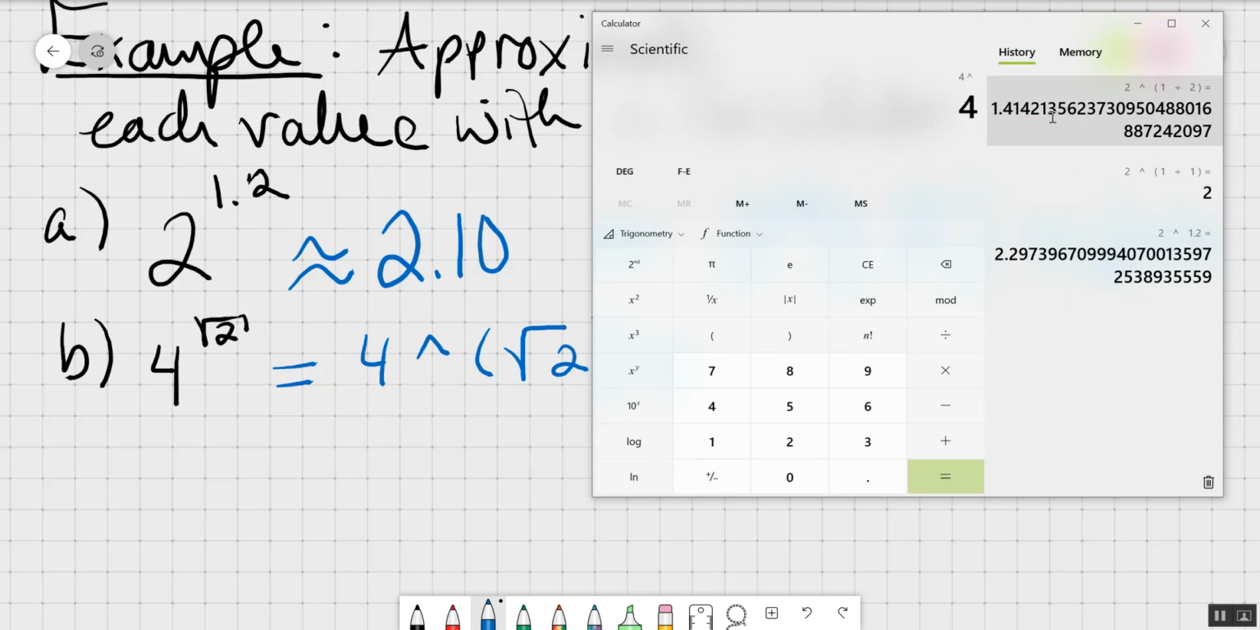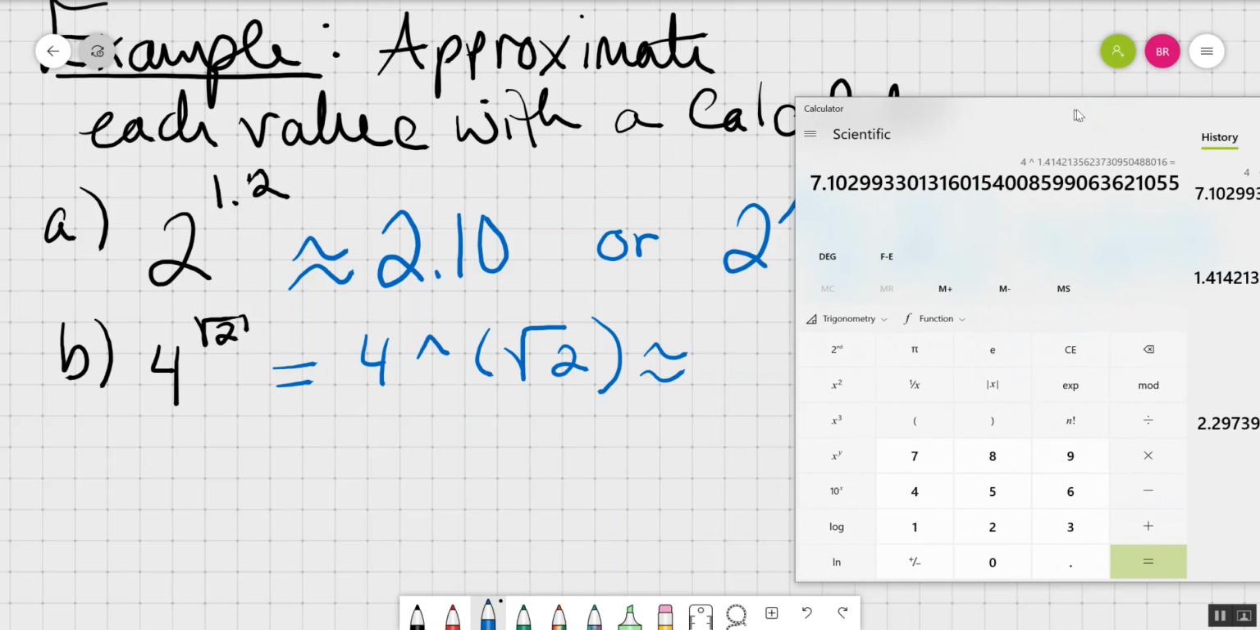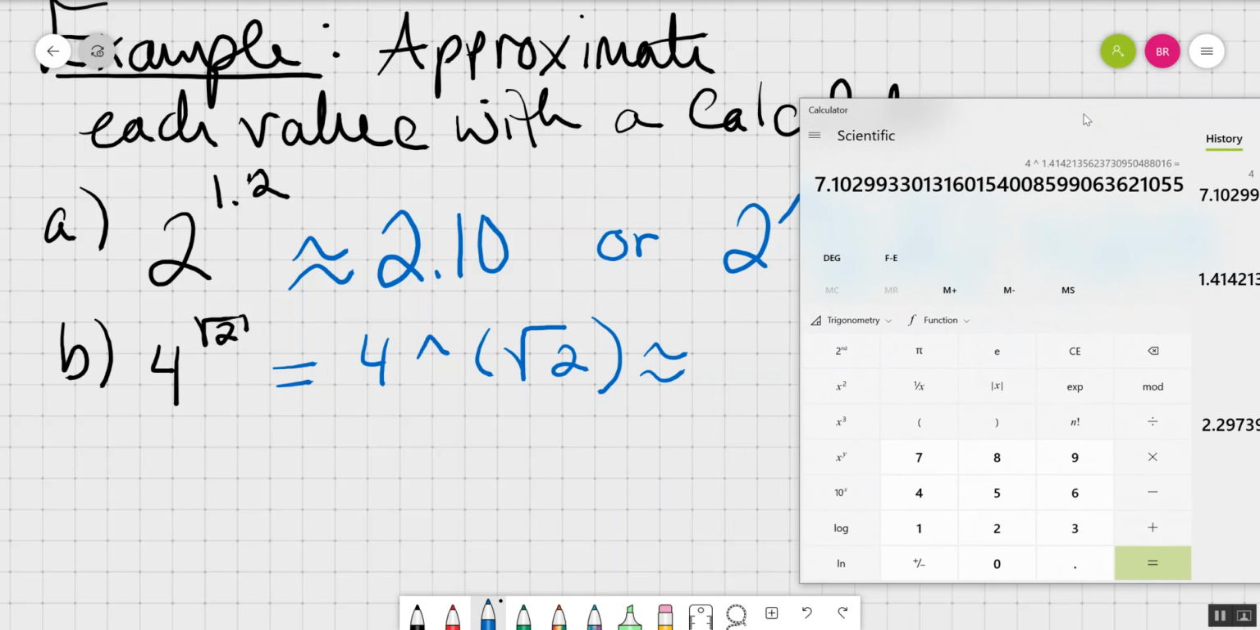Copy. Double click this. There's no answer key on this, so I can't store and recall. Can I paste? I can. There we go. Copy and paste it. Bam. That's the correct answer. I don't know why that didn't work the first time. I don't really like the Windows calculator.